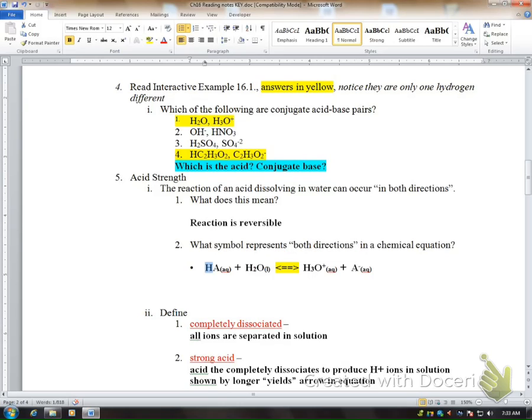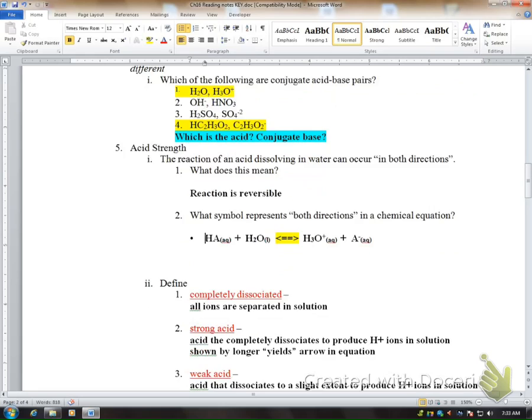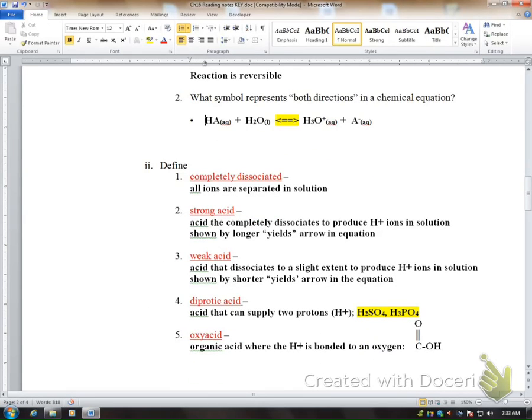HA is the general symbol for an acid, because here's your hydrogen, and that's the hydrogen that's being donated. With your definitions of strong and weak acids, you should have these definitions from the textbook. You can take a look at those. Diprotic is a term the book will use. You will see it some, and it's when you have more than one hydrogen that can be donated. Also, the term oxyacid, I won't use it that much in class, but you'll see it quite a bit in the textbook, and you'll see it some on the OWL program.